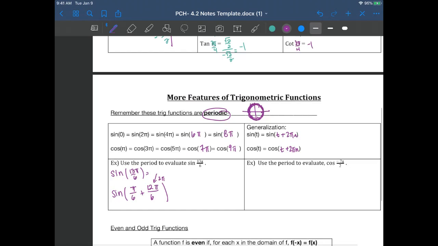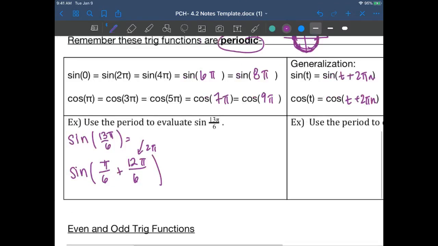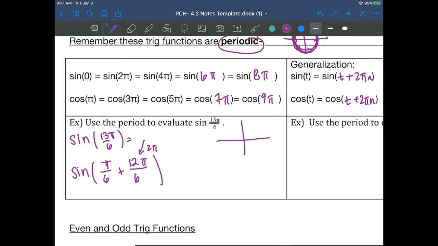So I'm going to go back to my unit circle. Actually, I'm just going to draw it because that's even better. And be like, okay, pi over 6 right there. That means that the y side length is 1/2 at pi over 6. So the sine of 13 pi over 6 is equal to the sine of pi over 6, which is equal to the ratio of 1/2.